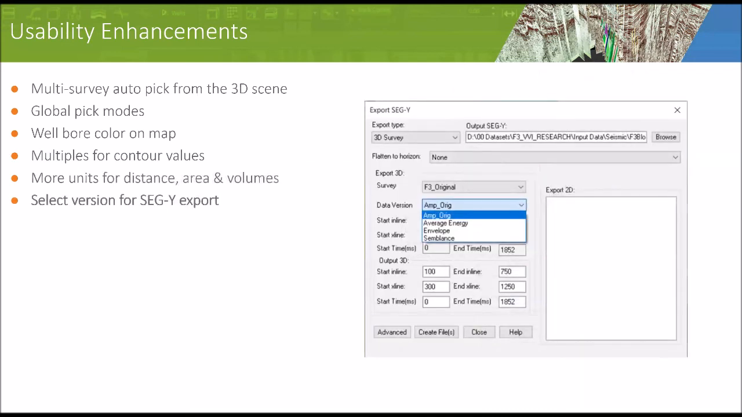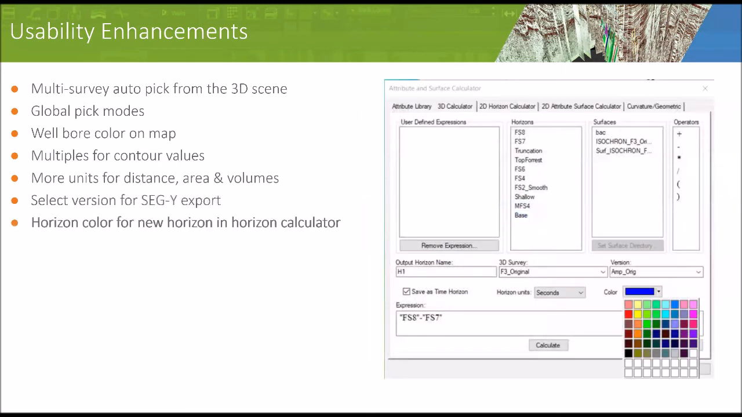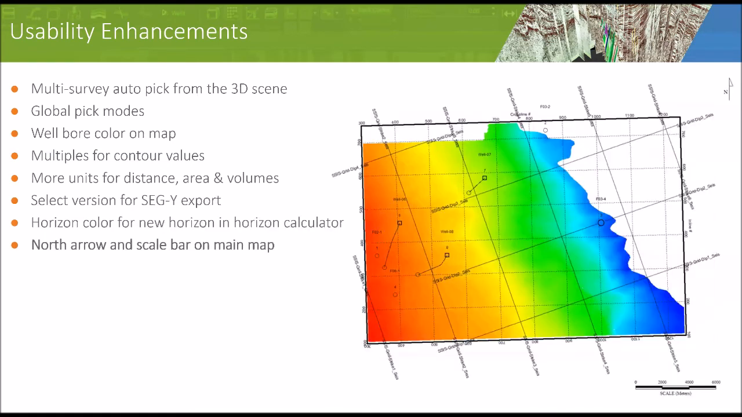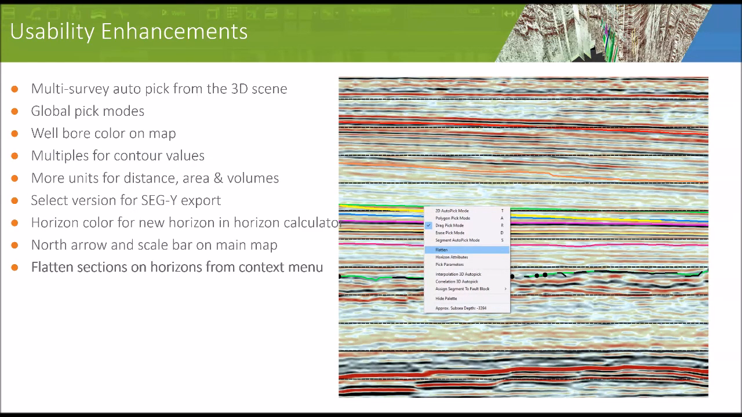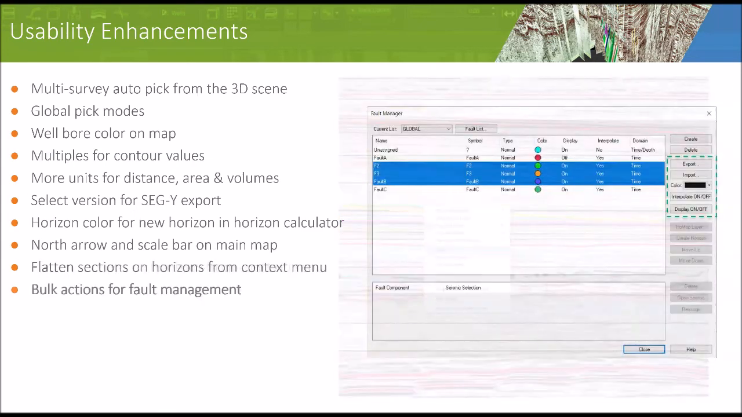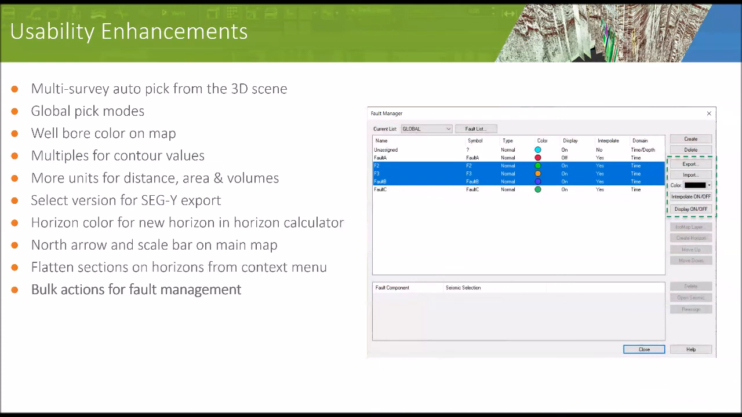When exporting your Segway, you can choose the version of data you want to export. It doesn't have to be the active version anymore. New horizons created from the calculator can get specific colors assigned. There's a scale bar on the main map. Option to flatten horizons straight from the context menu. And bulk action for faults. So if you want to toggle the display for a bunch of faults or assign the same color to a set of faults, you now have these actions available for multiple faults at the same time.